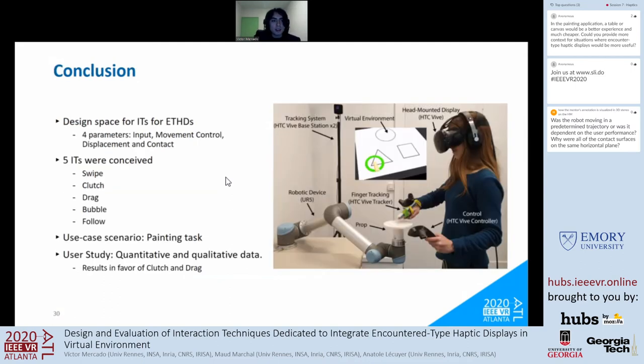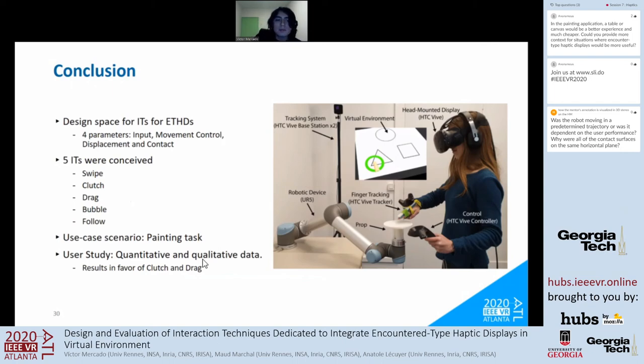So in conclusion, we created a design space that helped us as a tool for creating new interaction techniques with four important parameters: input movement, control displacement, and contact. Overall, five interaction techniques were conceived: swipe, clutch, drag, bubble, and follow. We created the use case scenario, which in this case is the painting task. And we also conducted a user study for analyzing quantitative and qualitative data, and results were favorable for clutch and drag.